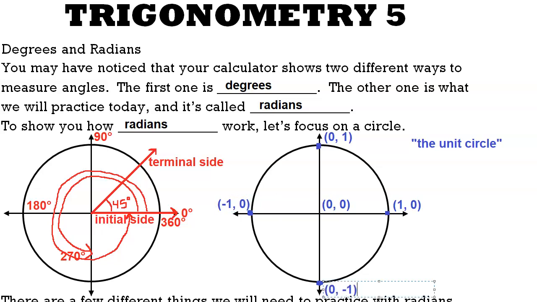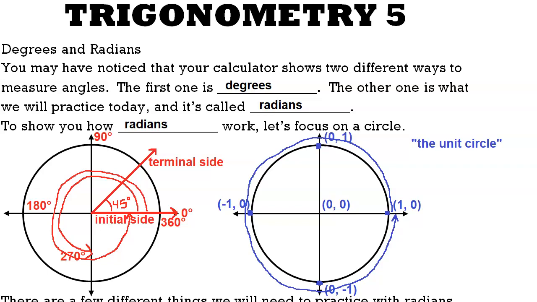And then 0, negative 1. That would be called the unit circle. Now, let's say you traveled the entire way around the circle. We're going to keep our initial point right here, but now we're going to go all the way around the circle here, just like we did with our 360 example over on the left.